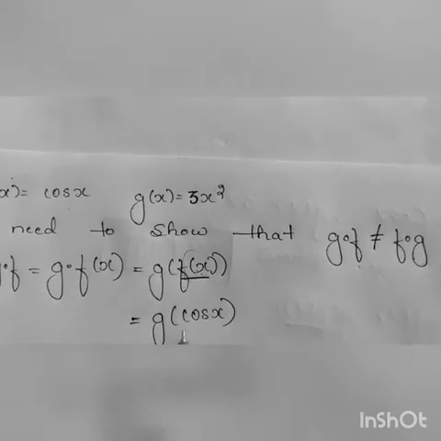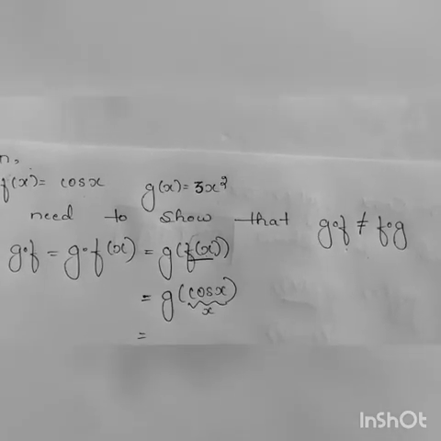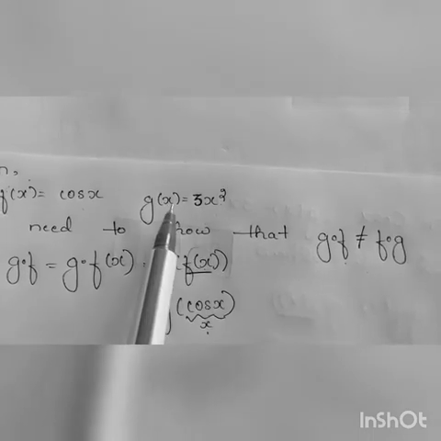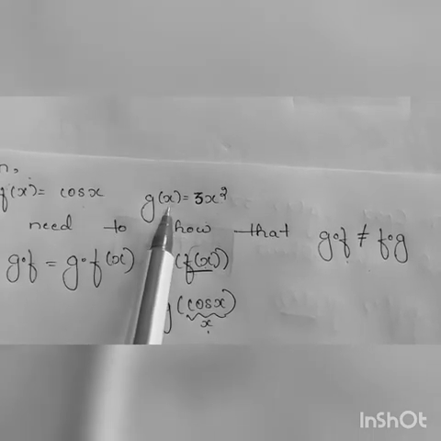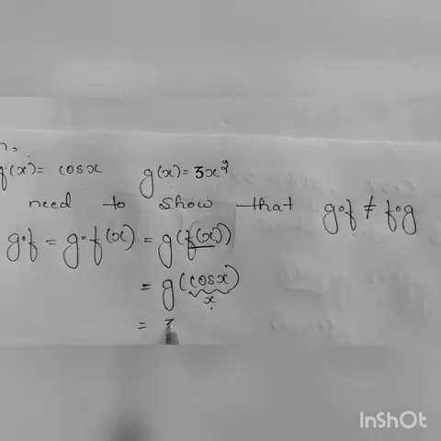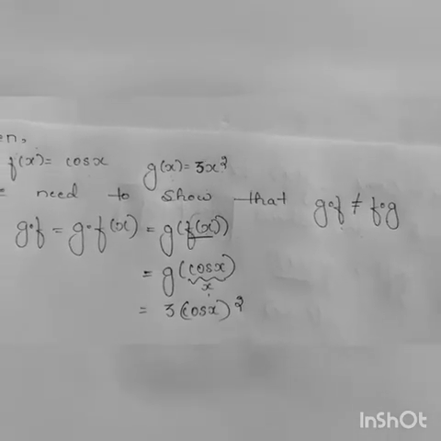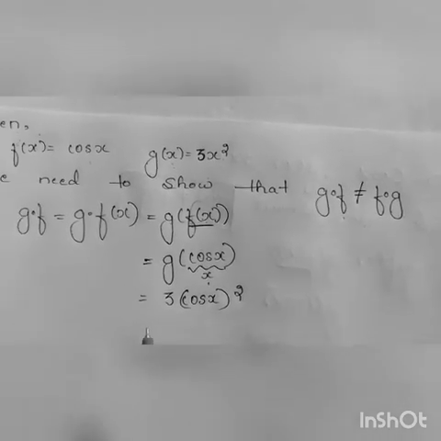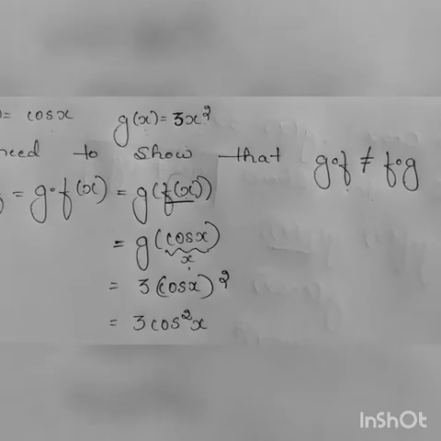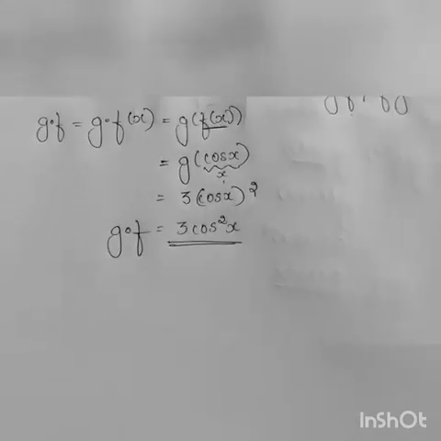And now this cos x is in the place of x, right? So given that g of x is equal to 3x square, wherever the x is there you need to substitute cos x. Now this looks as 3 cos x whole square. Did you get that? Okay. Now this can also be written as 3 cos square x. And this is what you got, that is g of f.